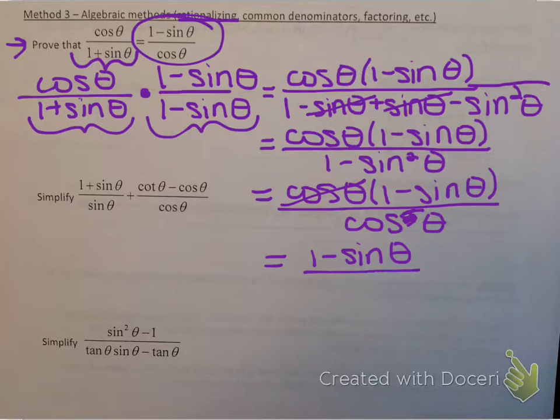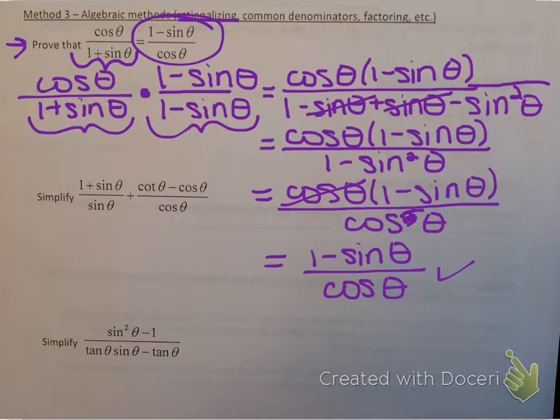I have proven that my messy fraction can also become equal to this fraction. And that's it, we're done. So that's just another example of a proof, and we did it with rationalizing.